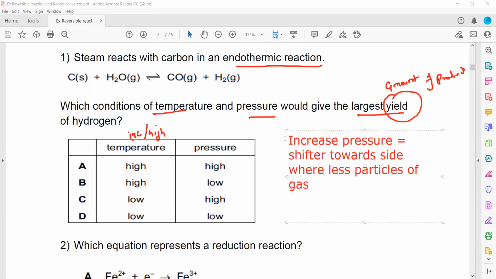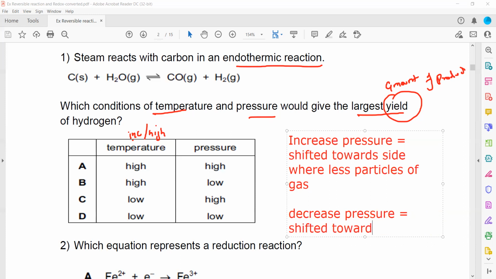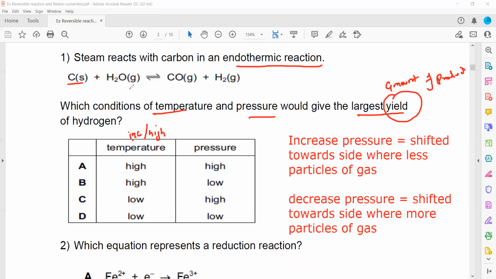And if we decrease the pressure or lower the pressure, it will shift towards the side where there are more particles of gas. So this is how the pressure affects the equilibrium. As you can see, for the number of gas particles, this is solid and this one is gas. So we have one particle of gas on the reactant side, and this is gas and this is also a gas, so we have two particles.